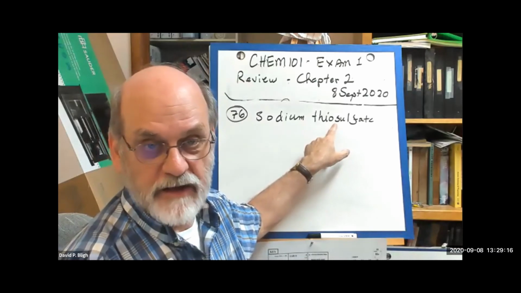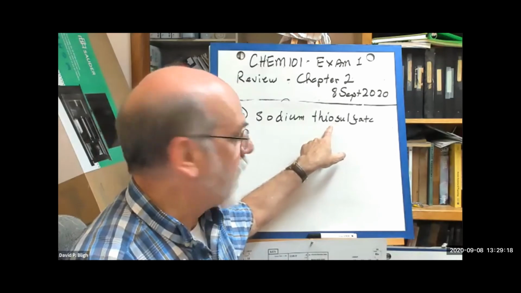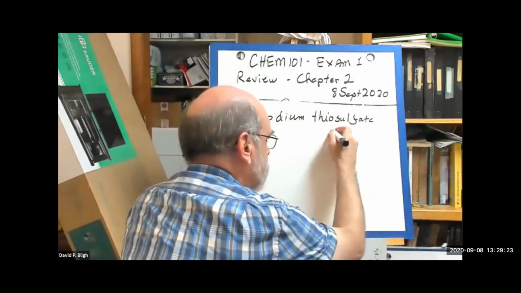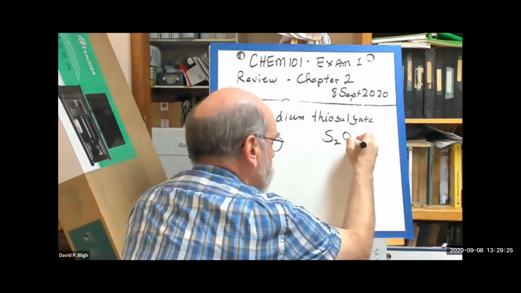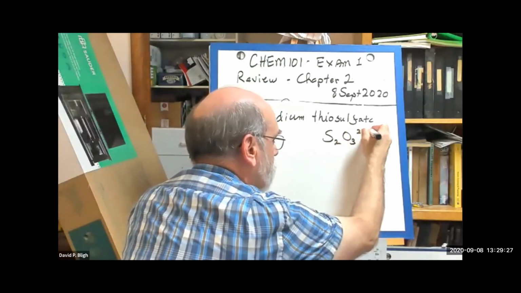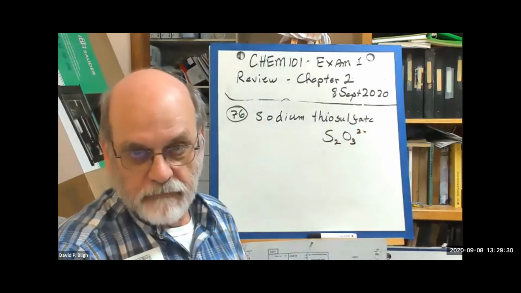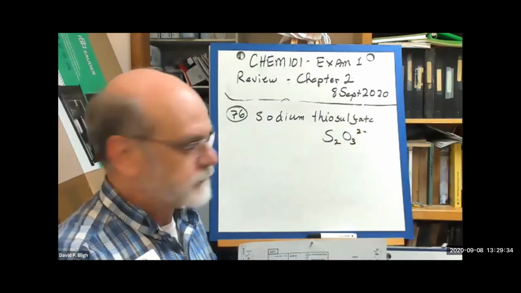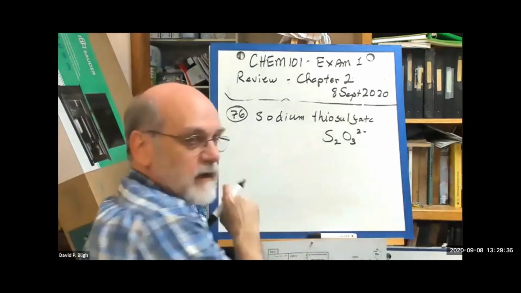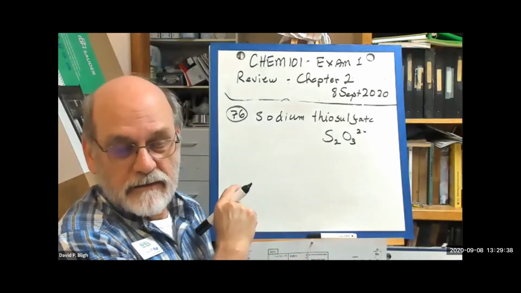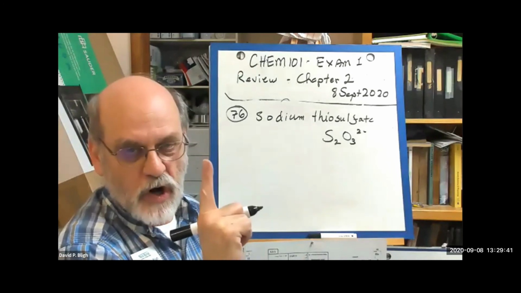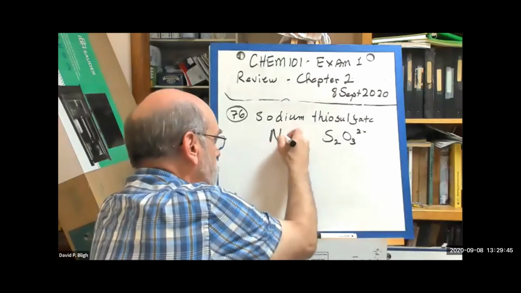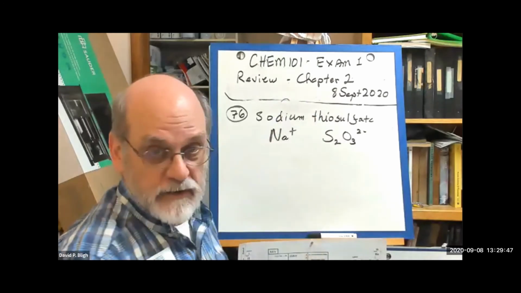So what is the polyatomic formula for thiosulfate? Well, thiosulfate is S2O3 with a 2- charge. All polyatomic ions are charged. That's why they're called ions. And sodium is an alkali metal, so it only has one possible charge, right? It's in the first group, so it has a 1+ charge.